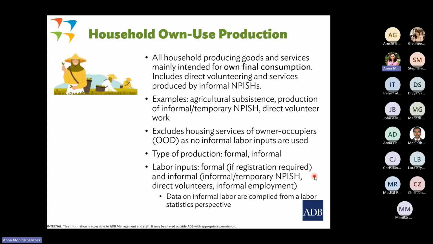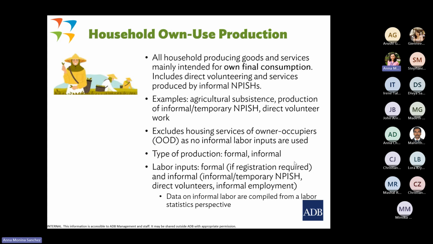Finally, we have the household own use production sector. This includes all households producing goods and services that are mainly intended for own final consumption. This would include as well the production of informal or temporary NPISH as well as direct volunteer work. Another example we include here is agricultural subsistence, like fishing for your own family, planting, or cultivating animals for your own consumption only, not for market use. So the household own use production sector extends actually beyond the SNA production boundary by including the production of services by households for own use, direct volunteering, and services provided or produced by informal NPISH.